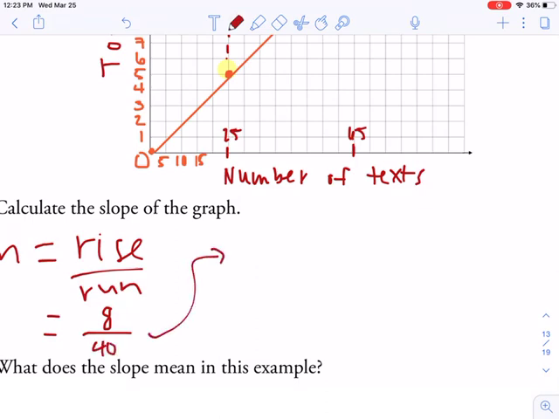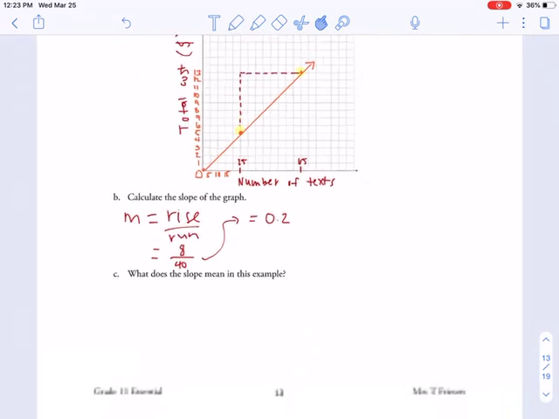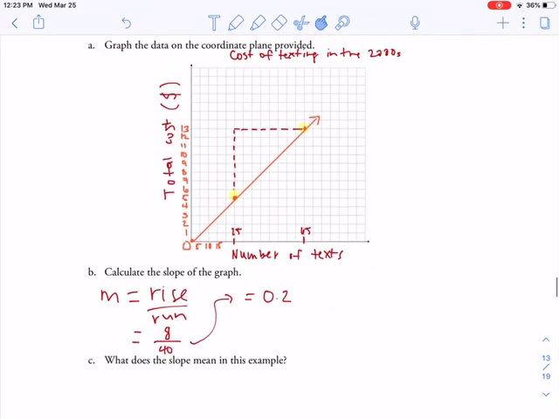And then I'm going to put it in my calculator. In this case, we're going to use our calculator just for ease of calculation. And that's going to give us a value of 0.2. Okay, so let's talk about what that slope means. What does that 0.2 represent in this case?